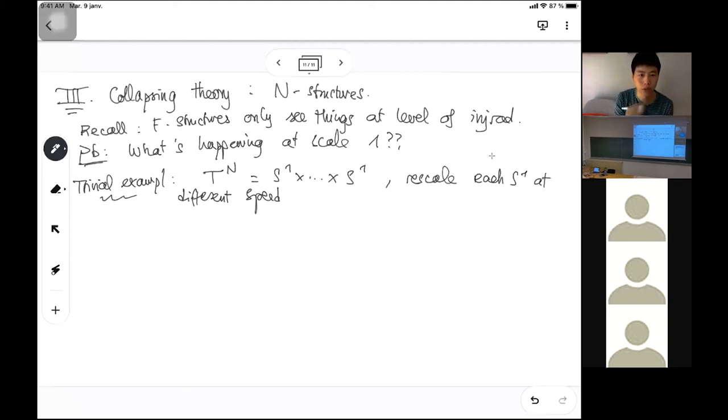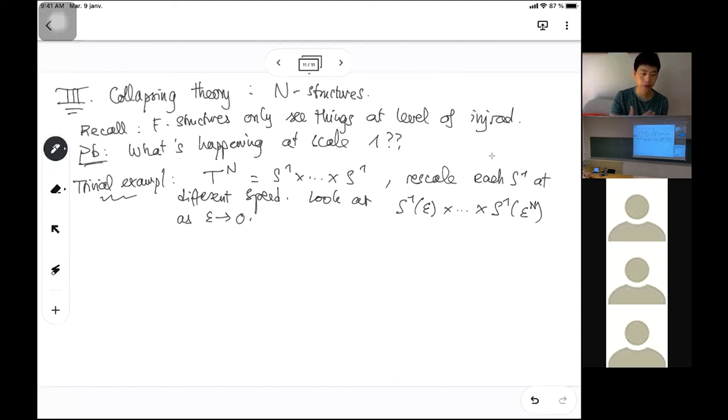So what you can do, for example, look at S^1 of radius epsilon times S^1 of radius epsilon^n. As epsilon goes to 0, the different factors will have very, very different sizes. So that's a trivial example.